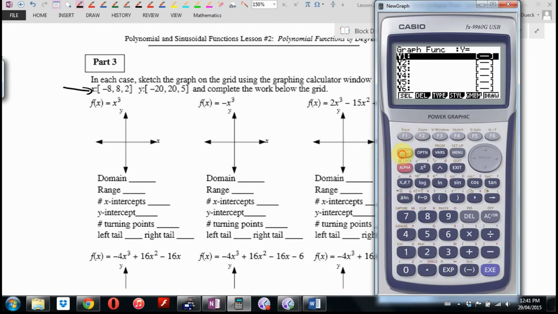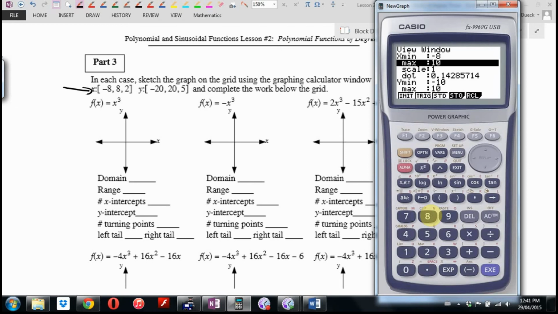Change the view window. So x min, negative 8. X max 8. This time we're going to go up with a scale of 2s. Down arrow. Y min, negative 20. Y max, positive 20. Scale 5. Everybody okay with that?